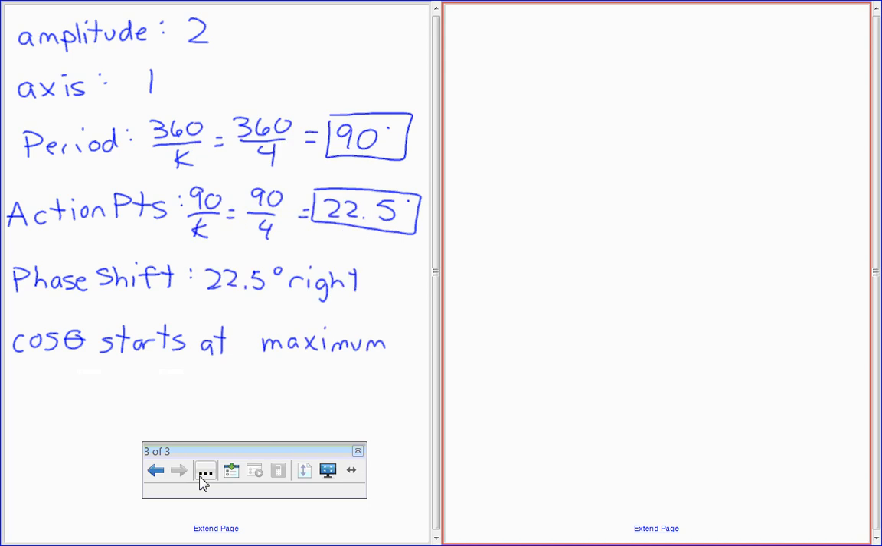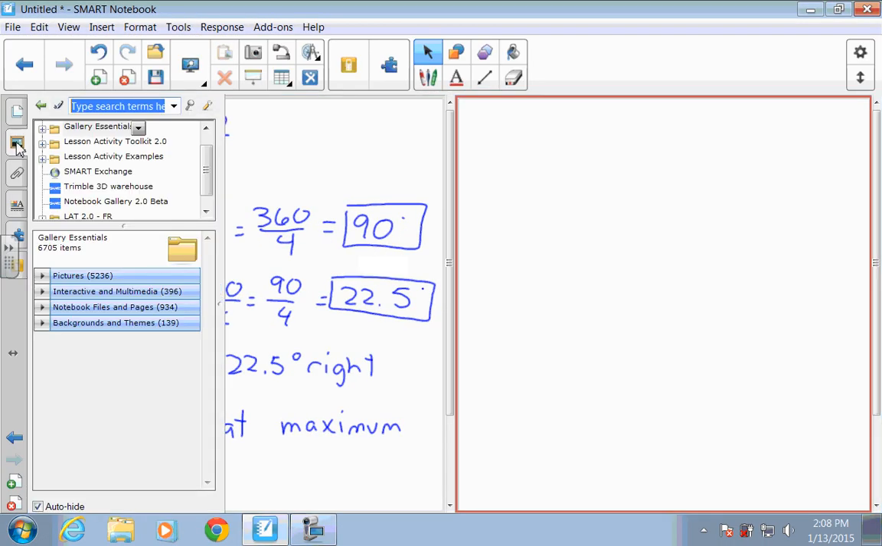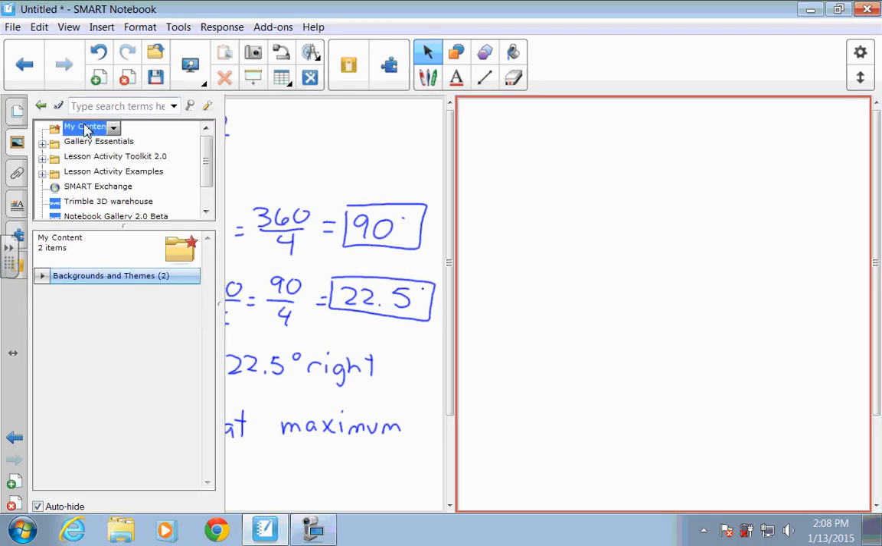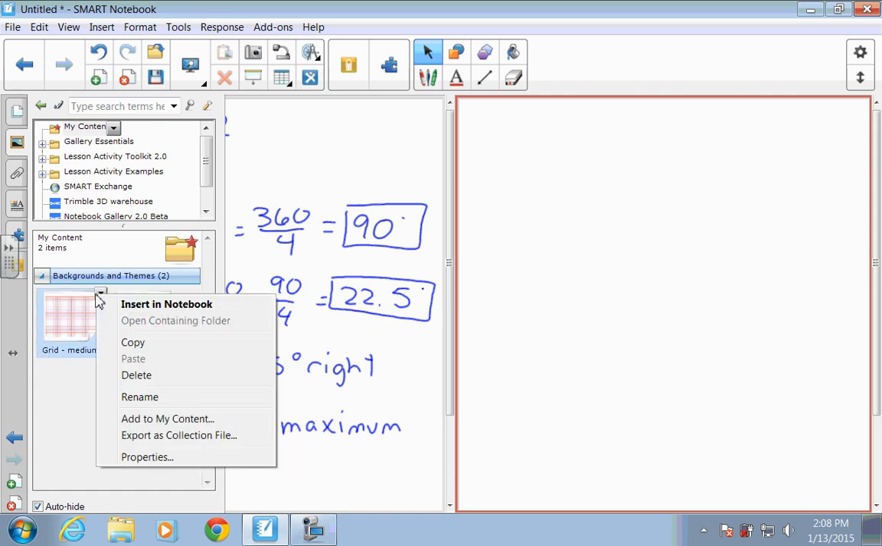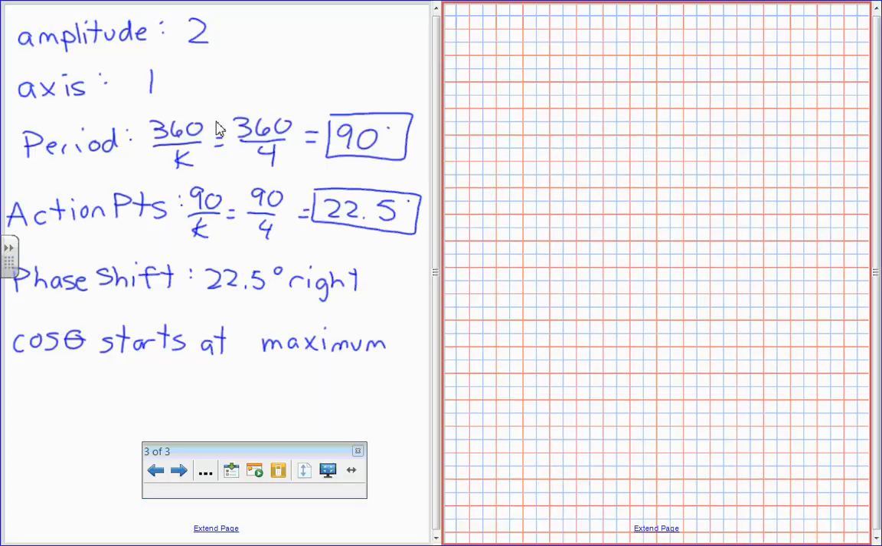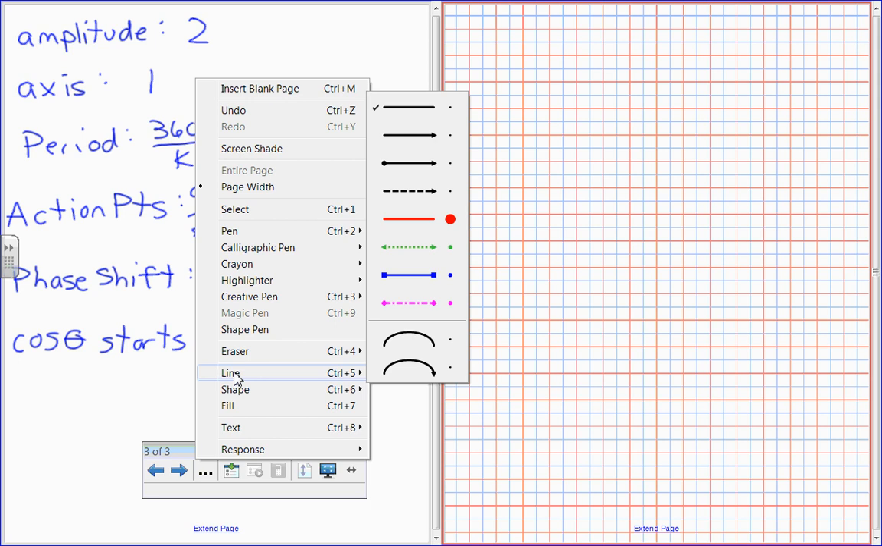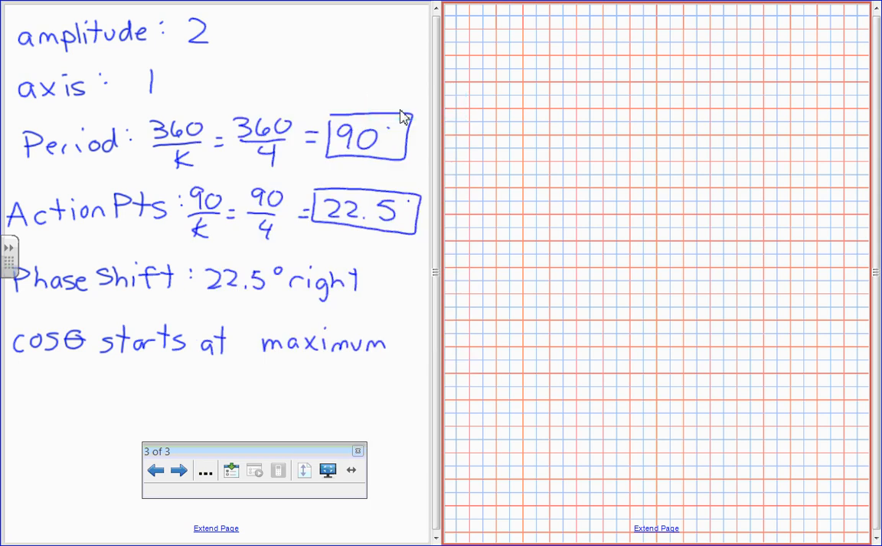Oops. Okay. So I'm going to get the graph lined up here. Oh, goodness.